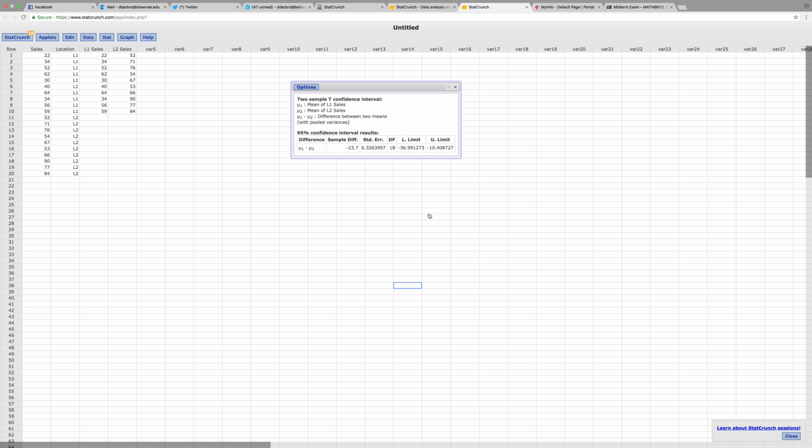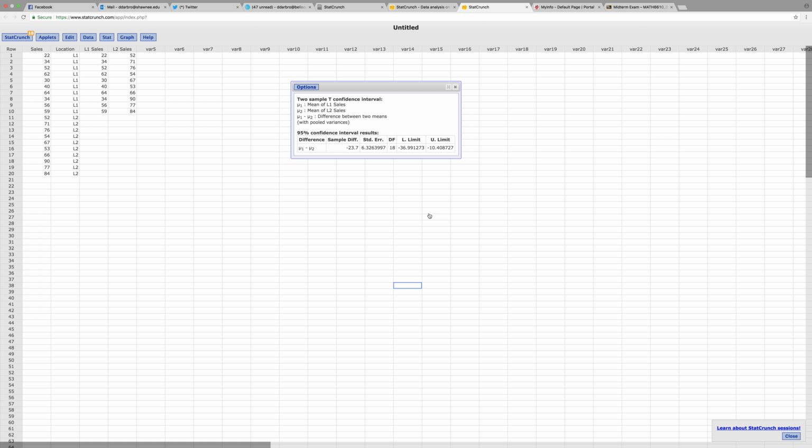What's most important when I look at that in terms of statistical significance is that we have a negative format. I talked about that in the last video. So that tells me that statistically speaking, the mean difference is negative. So the mean sales for location 1 is statistically significantly lower than the mean sales for location number 2. So location number 2 wins out as having the highest.